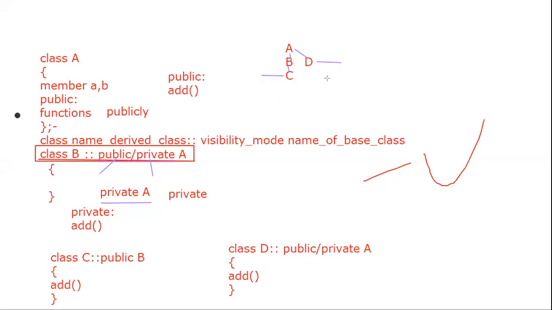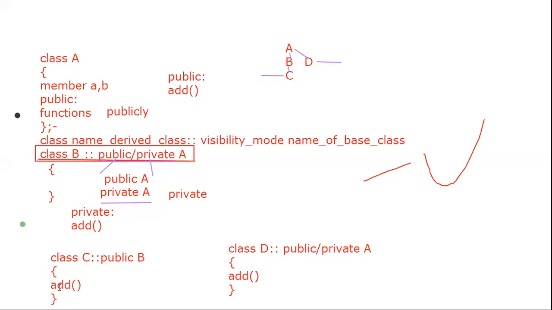Okay, so we will start with the actual demonstration with respect to single inheritance. And what will happen if suppose we mark it as public here in case of private A? What will happen if suppose we mark it as public class A? Then yes, Rutvik, what will happen? We can access the add function in class C also.